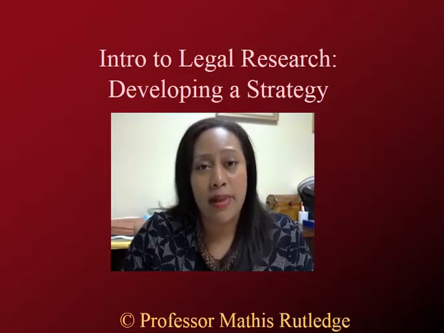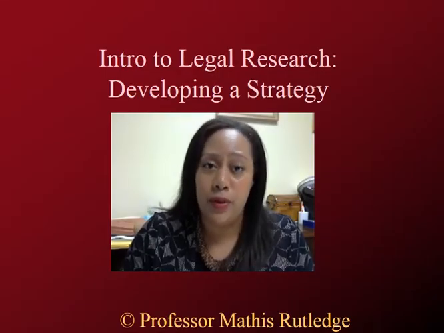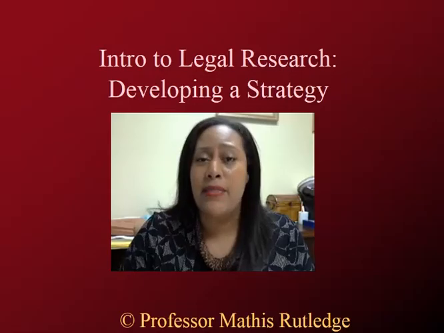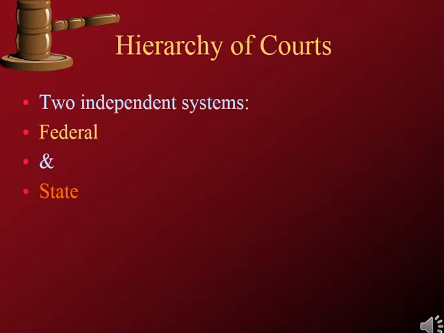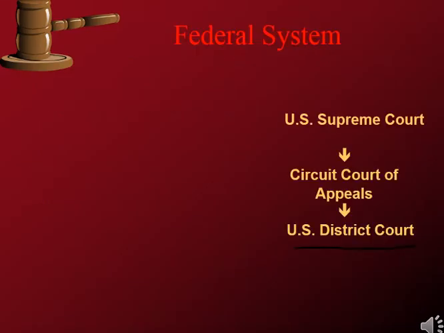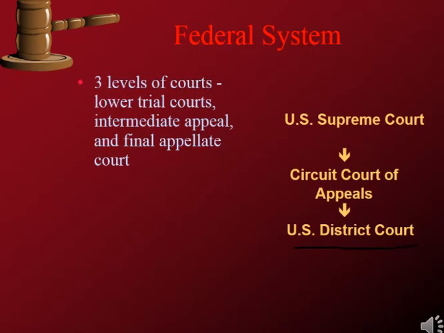Before we can really talk about legal research, we need to do a little bit of review regarding the court system, basically things that we talked about during orientation. Remember, we have a hierarchy of courts in the United States of America. We have two independent systems, the federal system and the state system. The federal system essentially consists of three different levels. The lower court level is the U.S. District Court. That's the entry point for most lawsuits, followed by the Circuit Court of Appeals, followed by the Court of Last Resort, which is the United States Supreme Court.